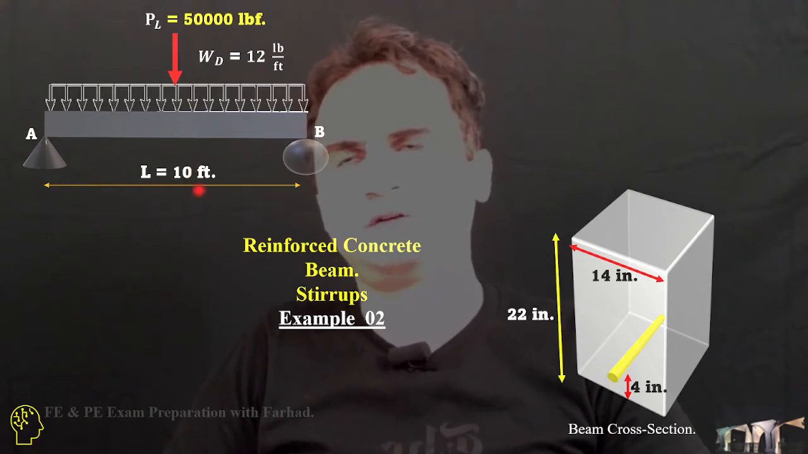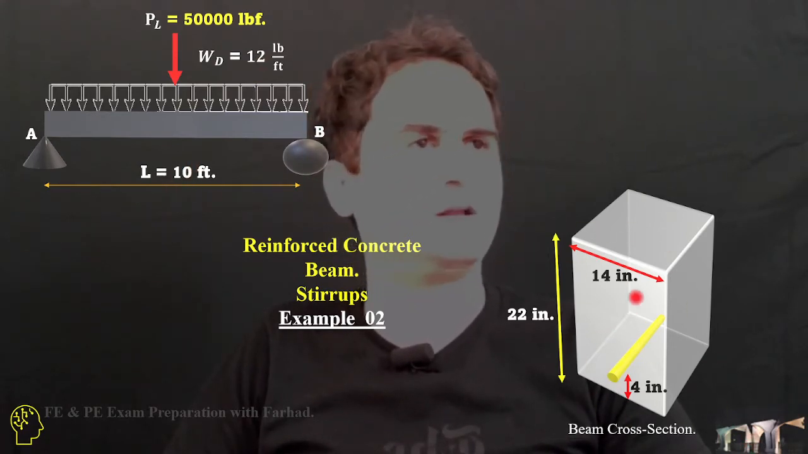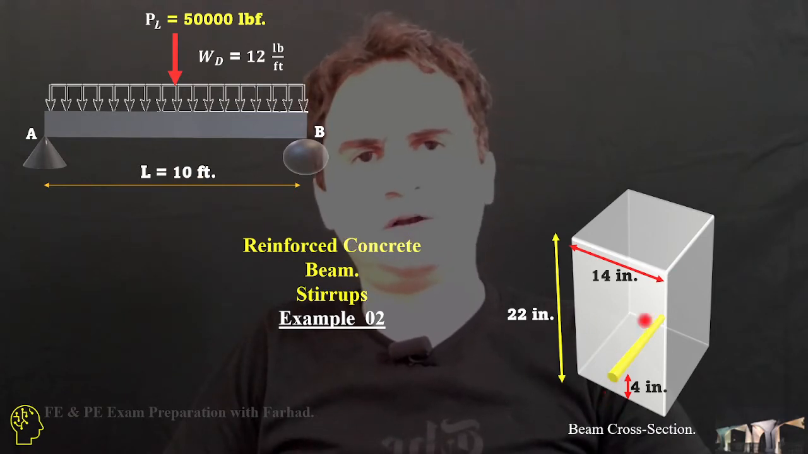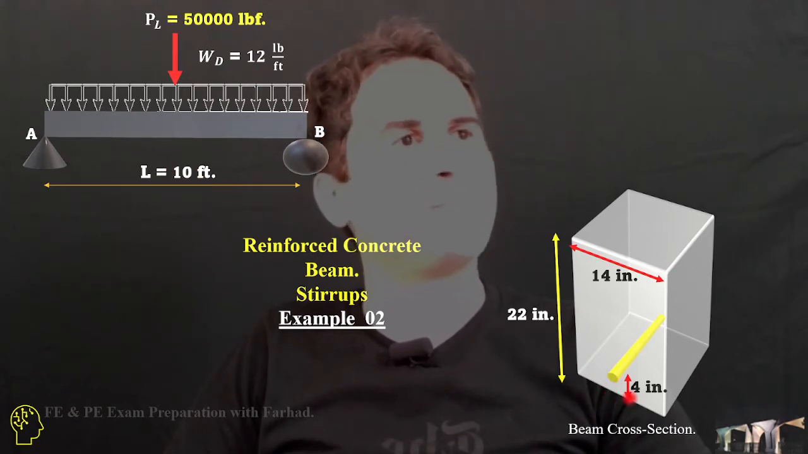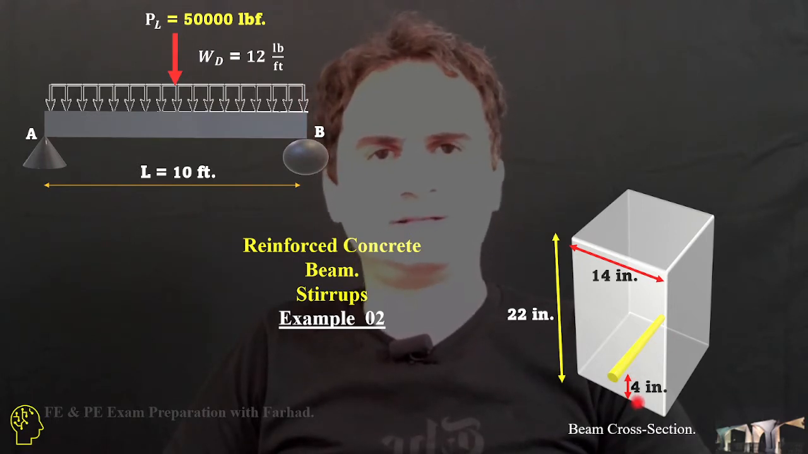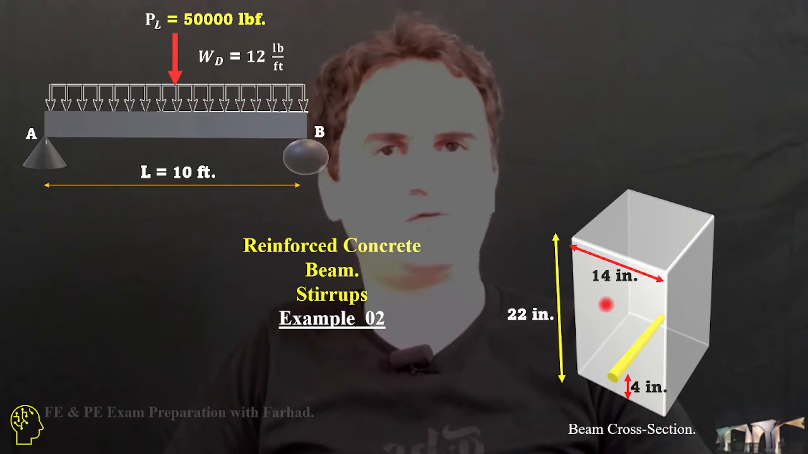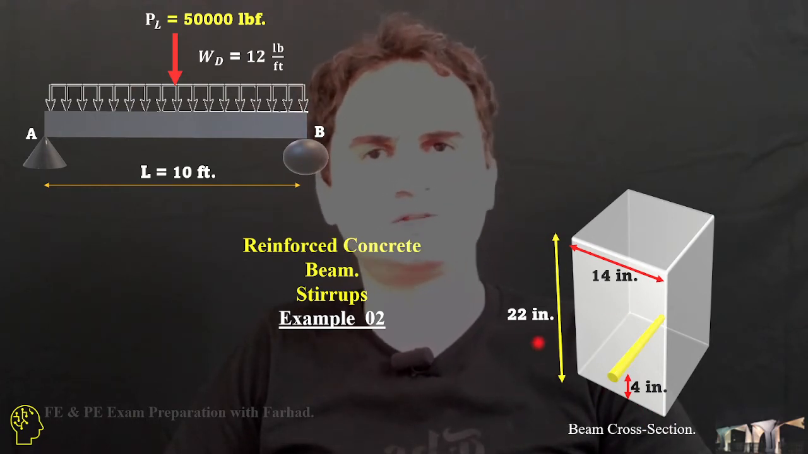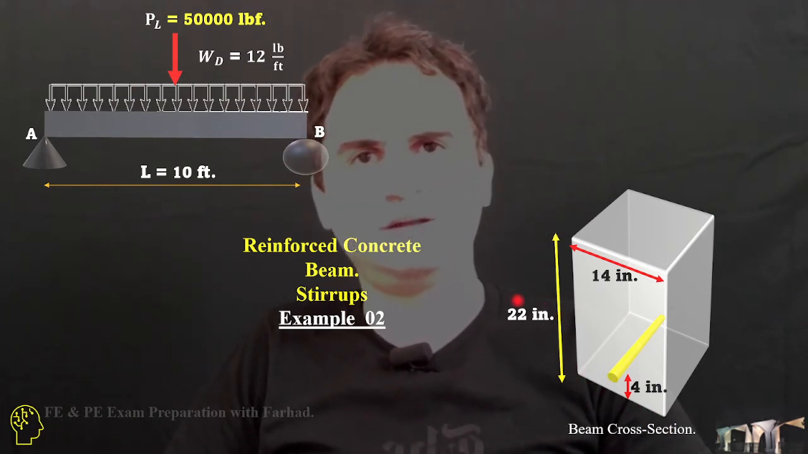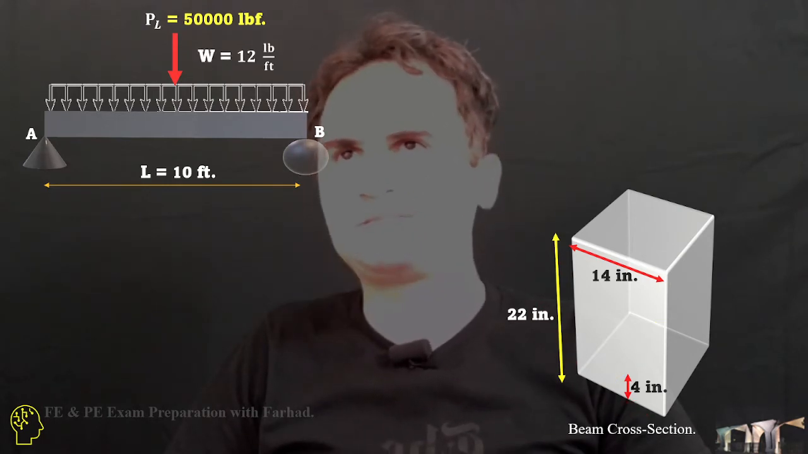The length of the beam is 10 feet and the cross section is provided with one layer of tensile rebars at a distance of 4 inches from the bottom of the section. Width of the section is 14 inches and the height is 22. So effective depth is 22 minus 4, which is 18 inches.